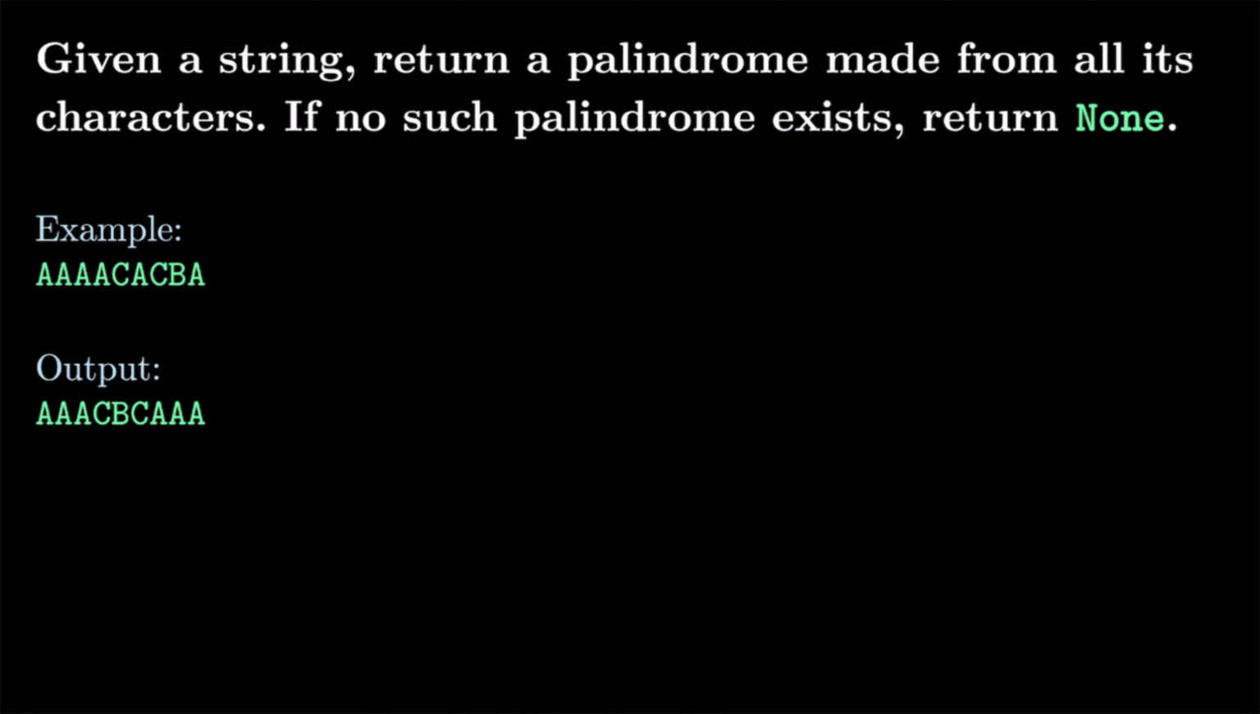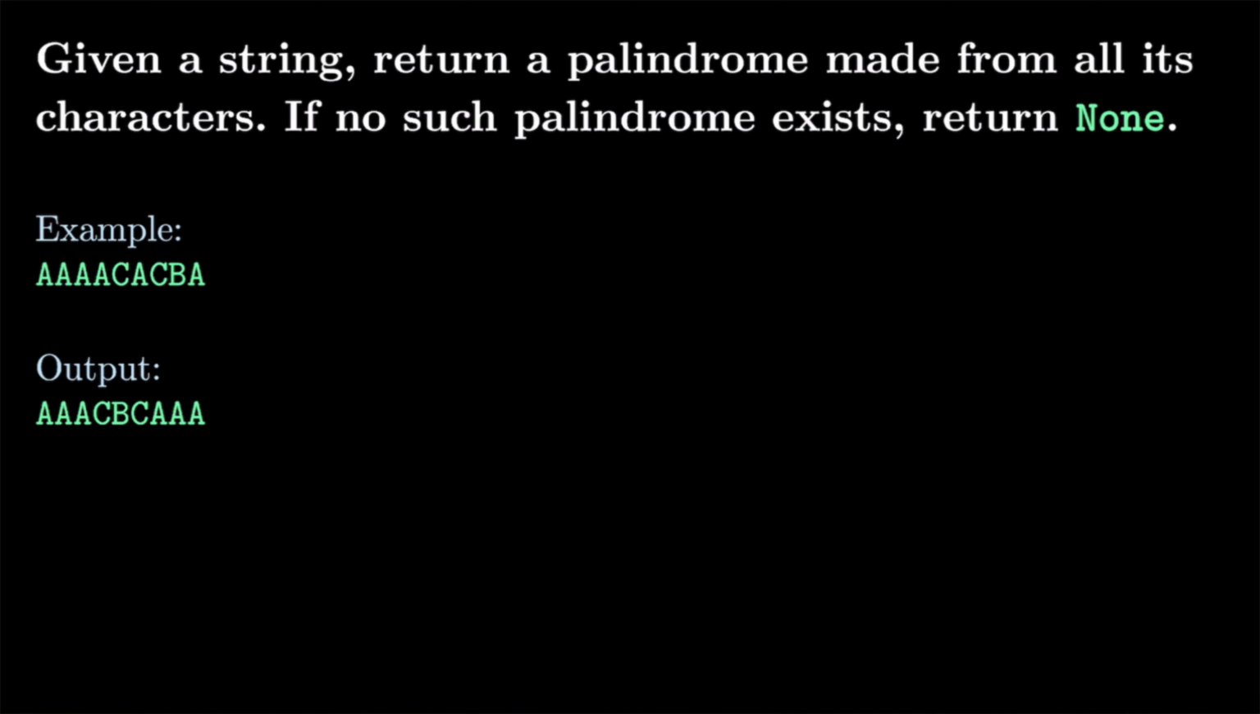Given a string, let's say we want to return a palindrome made from all its characters. And if no such palindrome exists, we want to return None. For example, we could have the string AAAACCBAA, and we want to rearrange this string into a possible palindrome, and that's what we get in the output.